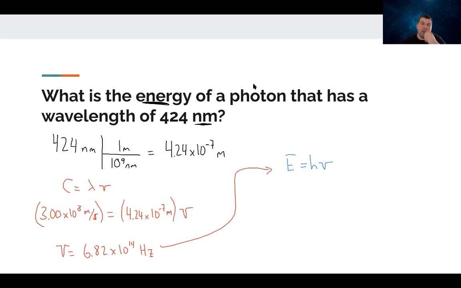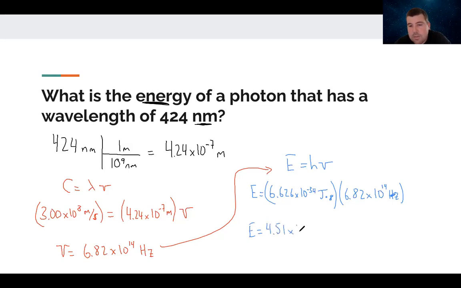Let's go ahead and change my color here. And I know that energy is equal to Planck's constant, which is 6.626 times 10 raised to the negative 34th joule seconds, multiplied by 6.82 times 10 to the 14th hertz, which remember is a per second. So the second and the hertz will end up canceling out, giving me the energy of a photon, which is 4.51 times 10 raised to the negative 19th joules per photon. So this is for a single photon.